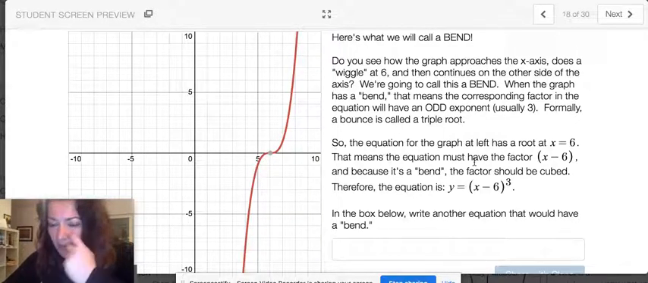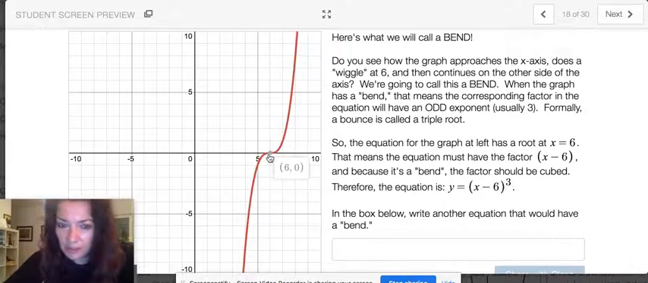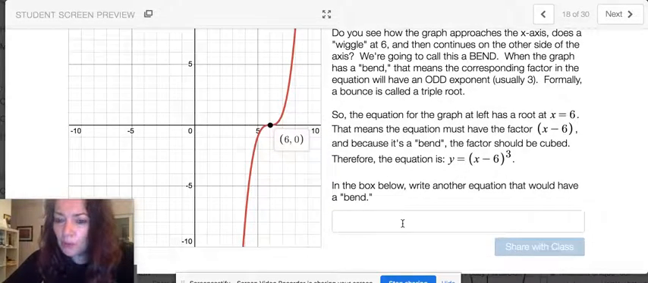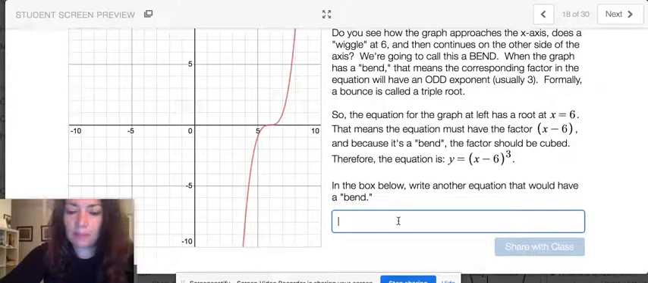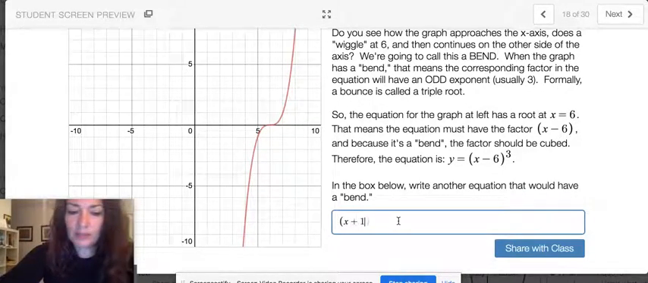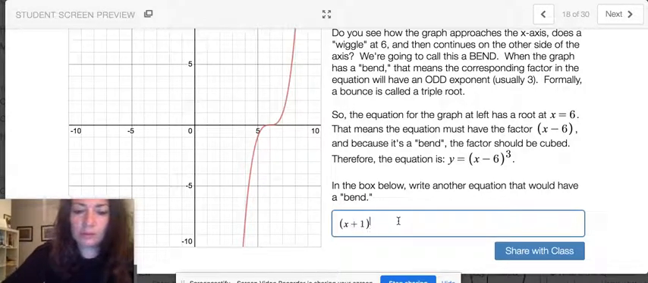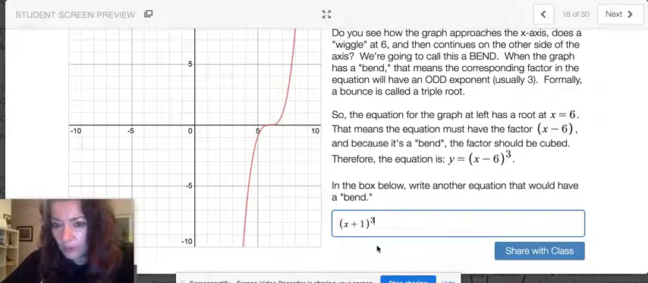It says the equation of the graph has a root at x equals 6, so you could see here is 6, 0. So that means it has a factor at x minus 6. But because there is a bend, it means it is a degree 3. So a bend will be where it goes, bends over, goes through the point, and then goes back up. In the box below, write another equation that would have a bend. So basically, you can write anything that has 3 factors at the same intercept. So for example, x plus 1 raised to the cube. That would result in a bend.